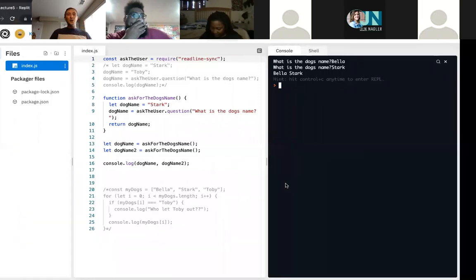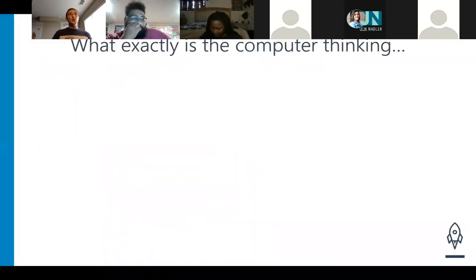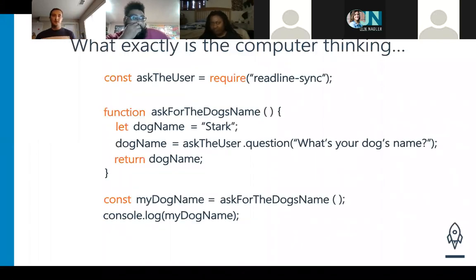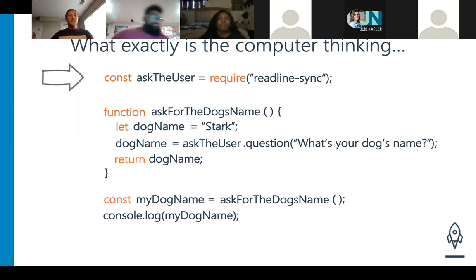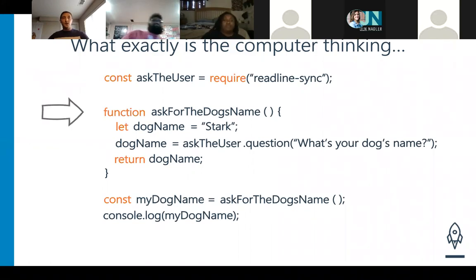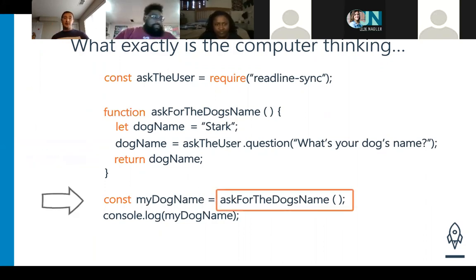All right, let's go a little bit more into here too. I do want to go through exactly what the computer is thinking. We're going to bring in that code that we just wrote. Here we go. We have that function to ask for the dog's name, and then at the very bottom, we ask for the dog and we print it out. As always, our program starts at the very top, sequentially. It's going to bring in readline-sync. We go to the function, ask for the dog's name. We create the function, but it only remembers it. It does not run it, and it moves down here.